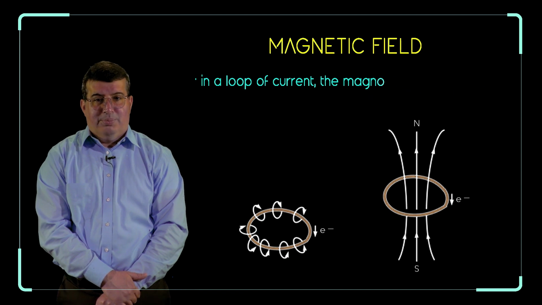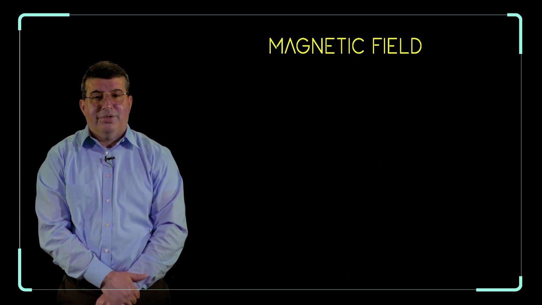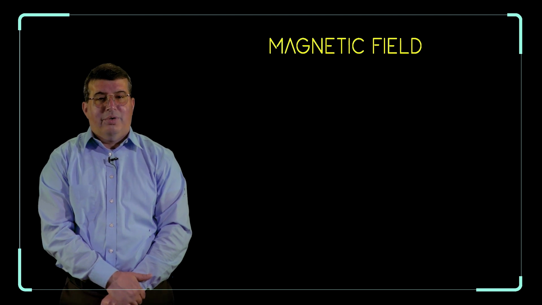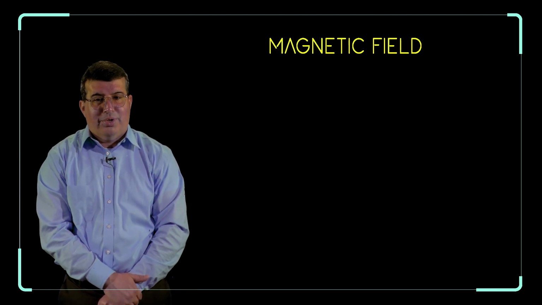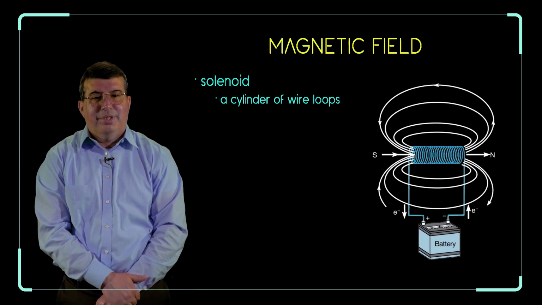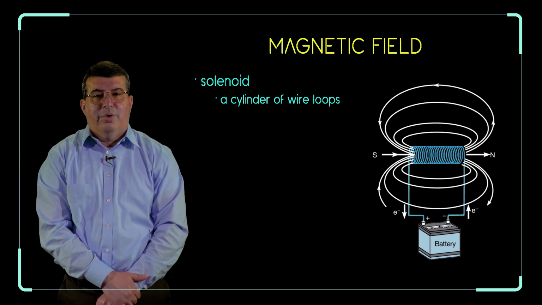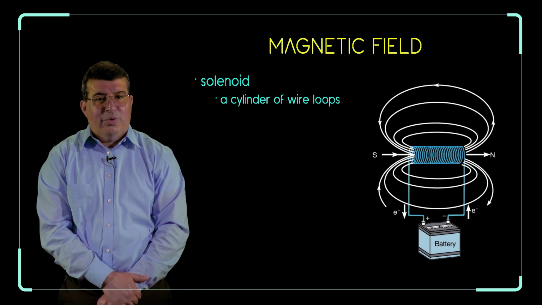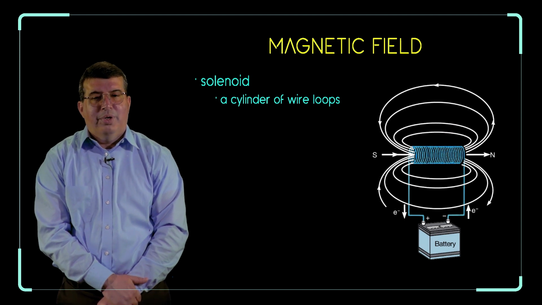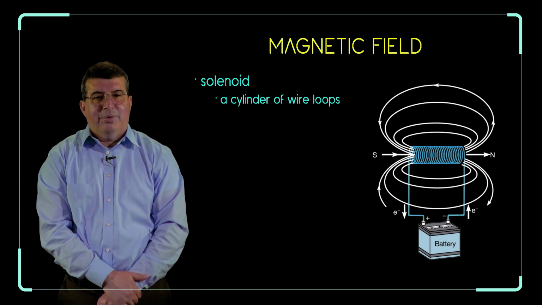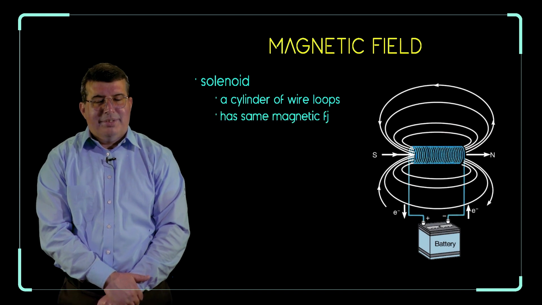We can put a bunch of loops of current together in a cylinder, and that cylinder of wire loops we actually call a solenoid. So a solenoid is a cylinder with a wire wrapped around it many times, and that makes an electromagnet. When we connect the solenoid to a battery, a current will flow, and we will see a magnetic field that has both a north pole and a south pole, exactly like a bar magnet.